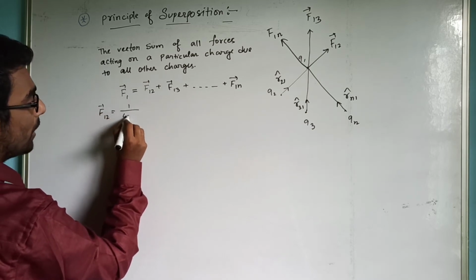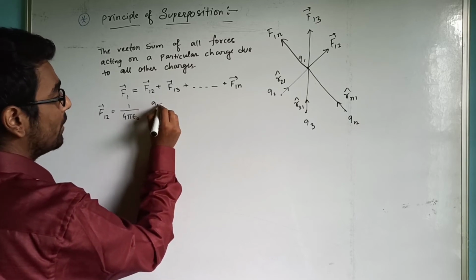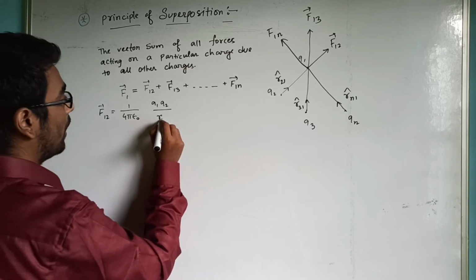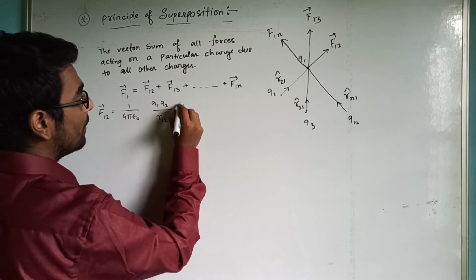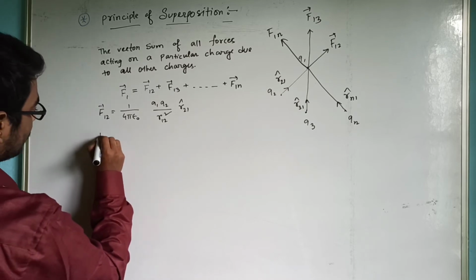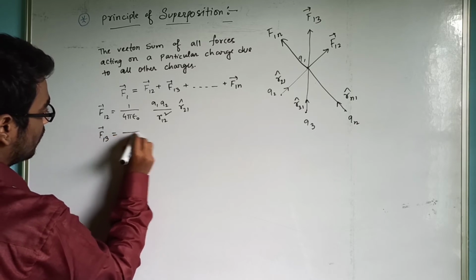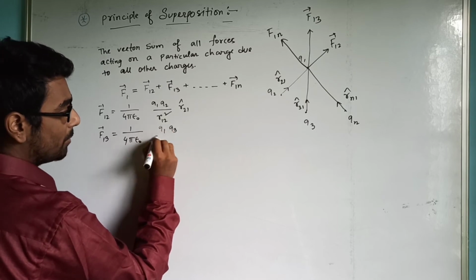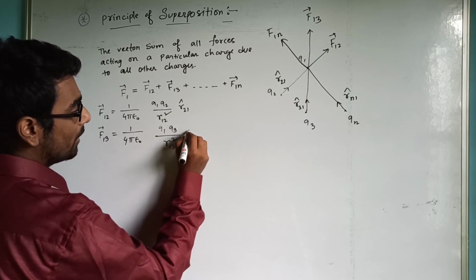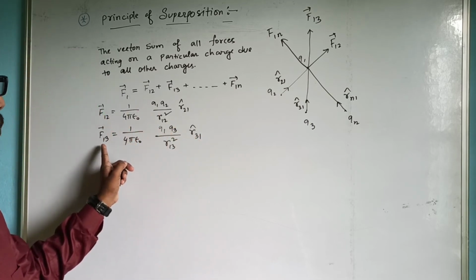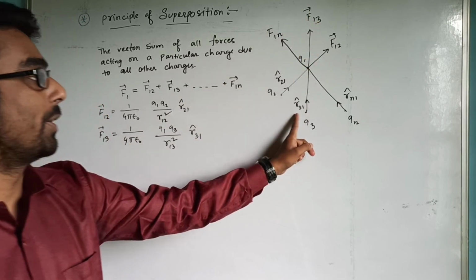It is 1 by 4 pi epsilon naught Q1 Q2 by R12 square, R cap 21. Here it will be R12 square. Okay. In a similar way, F13 will be 1 by 4 pi epsilon naught Q1 Q3 by R13 whole square, R cap 31, because the direction of F13 is in the direction of R31.